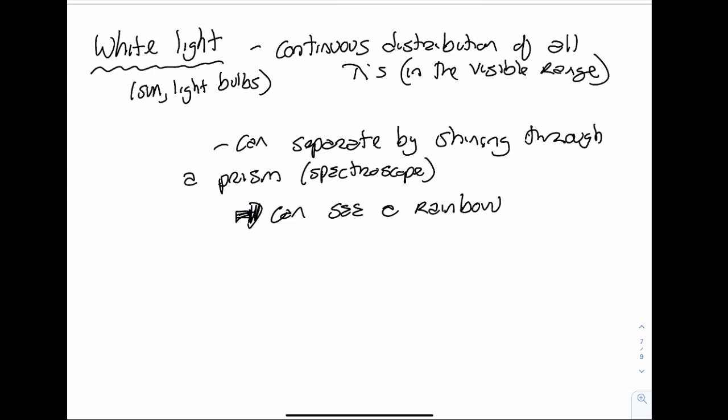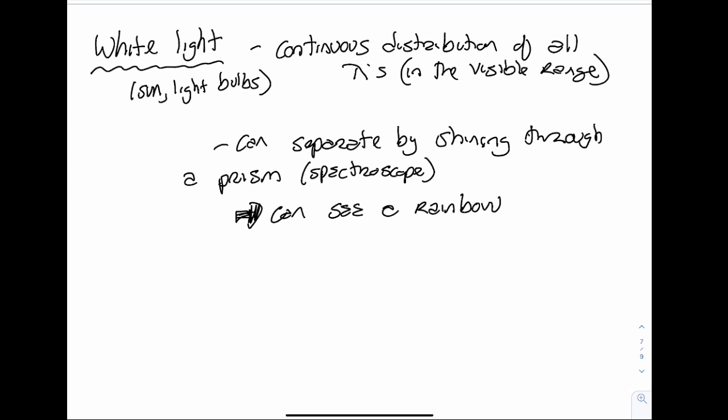And then just keep in mind, in a rainbow, we don't have spaces between colors. It's not red and then an empty space, and then orange and then an empty space. All of the colors run into each other. So it's a continuous distribution. We're just separating them out, but it's still continuous, and that's important.